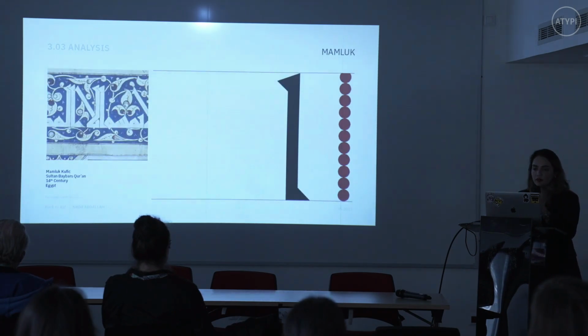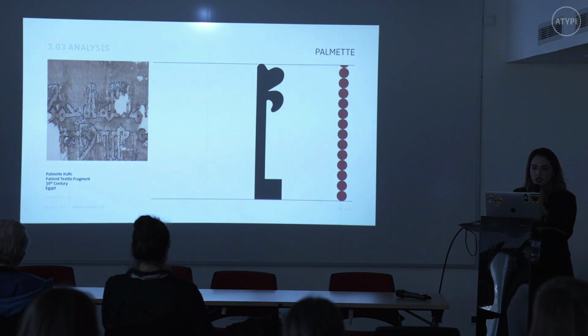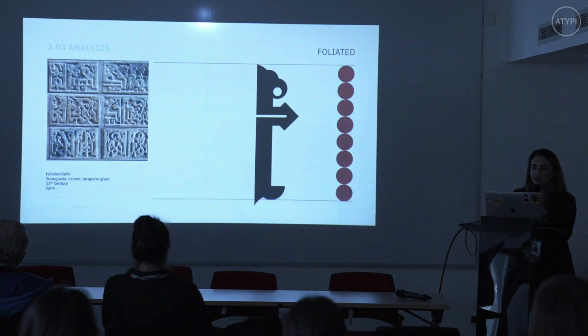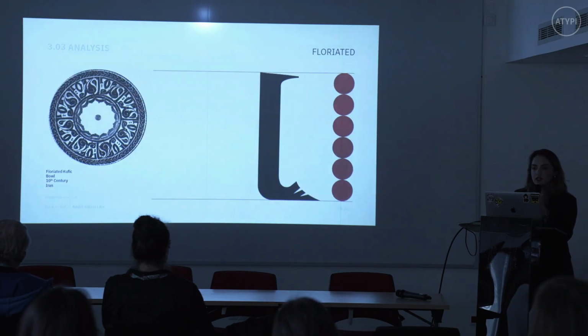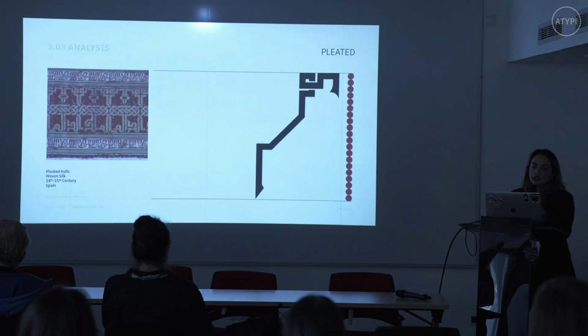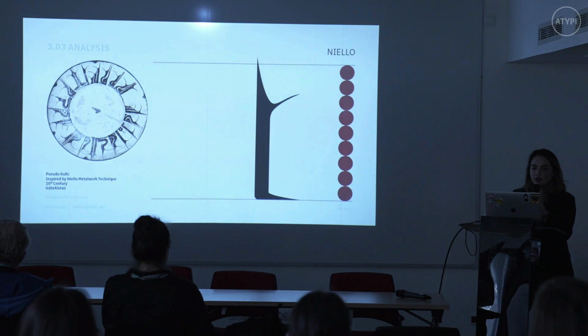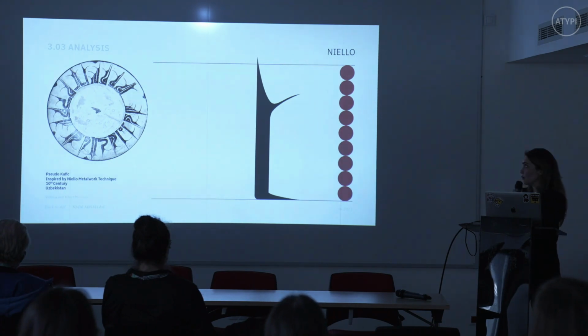So here with the Mamluk, it's also a vertical line with some sort of serif styles. It's done in the 14th century. This is a palmette, and looking at the different categorization, it's very inspired by nature. So here you have the palmette, then the foliated, then the floriated, and then the pleated style of the different Alefs. And then you can see the influence of technology, which is the yellow metalwork, and how pointed the Alef is.